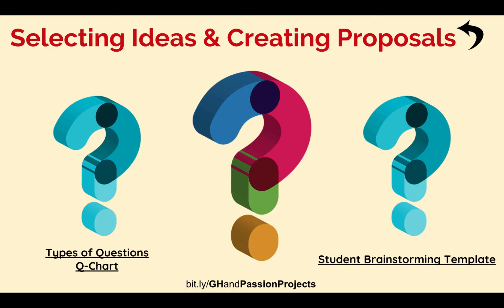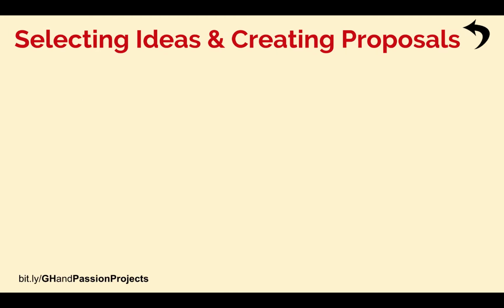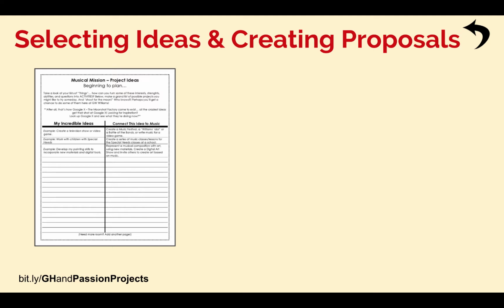So using a question chart like a Q chart, a brainstorming template, any of those ideas that help them generate questions can help them narrow down what they're really going to investigate. Using something like a T-chart. If you're working in a subject-specific area, for example, music, maybe you want them generating all kinds of ideas and then look at how they might connect it to your subject area.